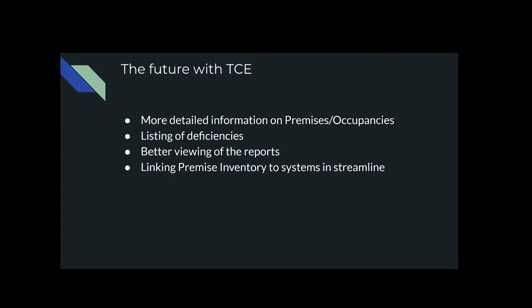So some of the future we're working on, basically down the road, we're striving to get more information, more detailed information, listing of deficiencies, better viewing of reports, and down the road with Streamline, on the Streamline end, is linking some of the premise inventory to your systems. The first 3 are basically TCE is improving their interface, and once they improve their interface, then we're going to grab it and display that information.